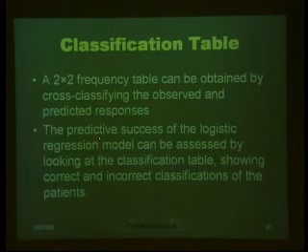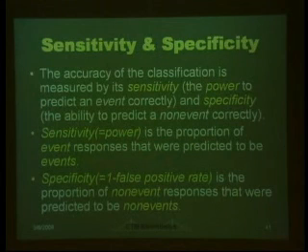If you want to see how I can select the cutting points, we need to think a little bit about some terminologies. The predictive success of the logistic regression model can be assessed by looking at the classification table, basically showing the correct and the incorrect classification of the patients. That gives back to two terminologies you are probably familiar with in medical research. One is called sensitivity, another is called specificity. So what do those two terms mean?